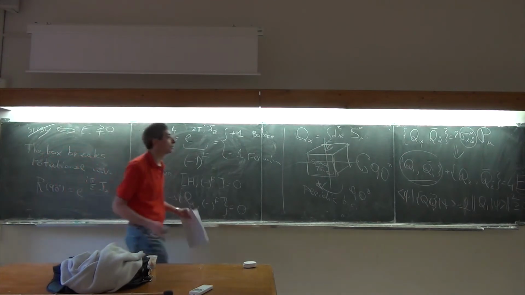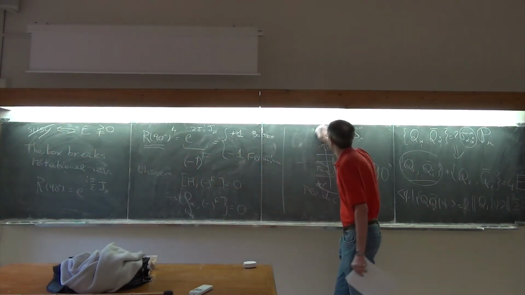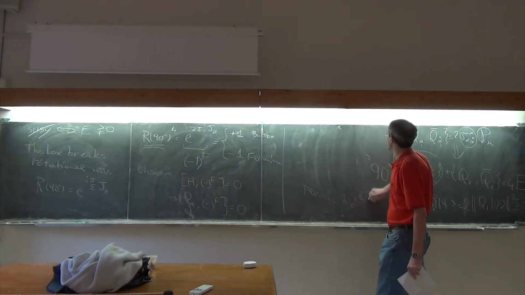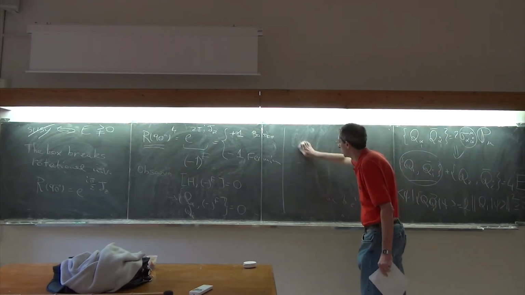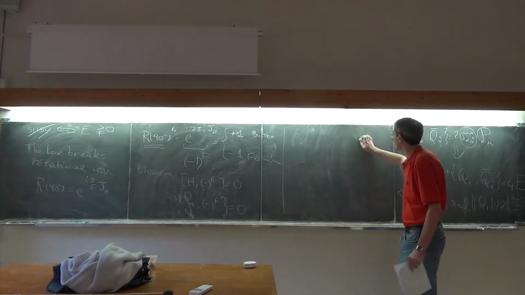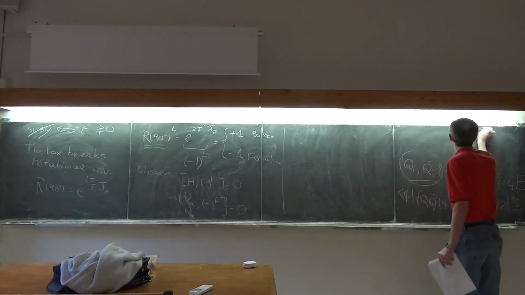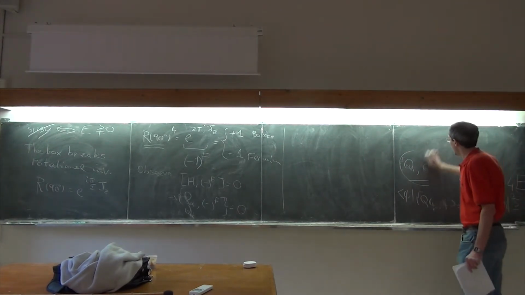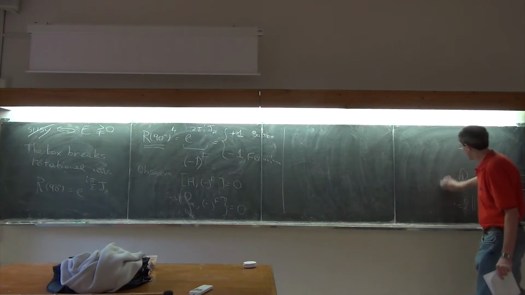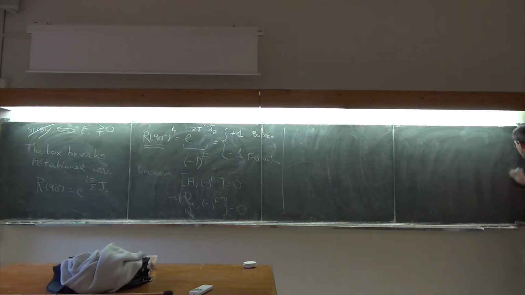Now the fact that (-1)^F commutes with the Hamiltonian means that I can take the full Hilbert space of the theory and divide it into eigenspaces. There will be an eigenspace of (-1)^F equal to +1, and an eigenspace of (-1)^F equal to -1. And this will be the bosonic and fermionic parts of the Hilbert space.